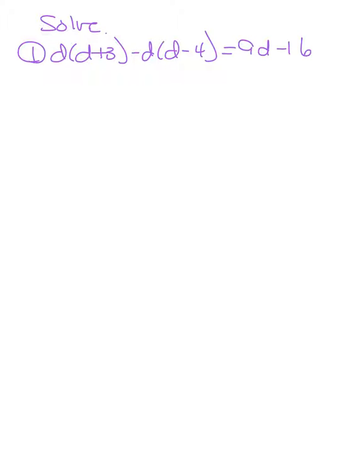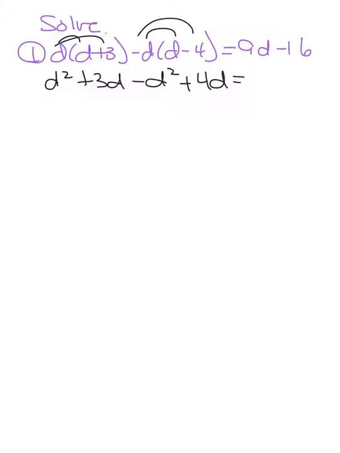So let's start to distribute. D times d gives me d to the 2nd. D times 3 gives me plus 3d. I have negative d times d gives me a minus d squared. Negative d times 4 gives me plus 4d is equal to, now on the right hand side I don't have any parentheses, so I just have to rewrite what I have, 9d minus 16.